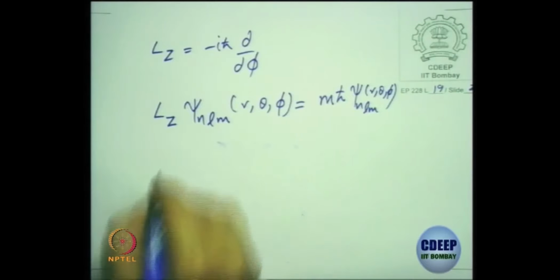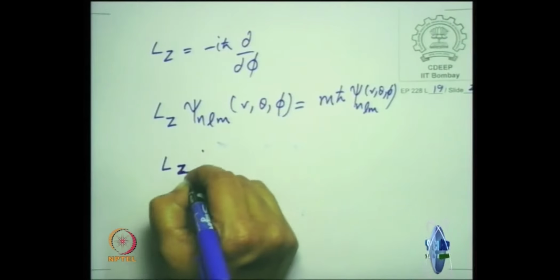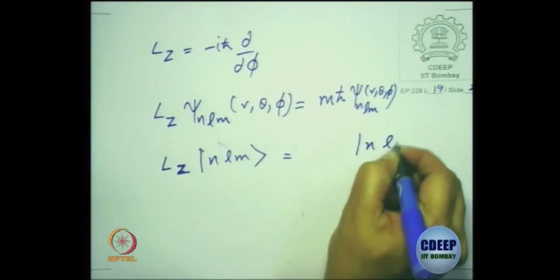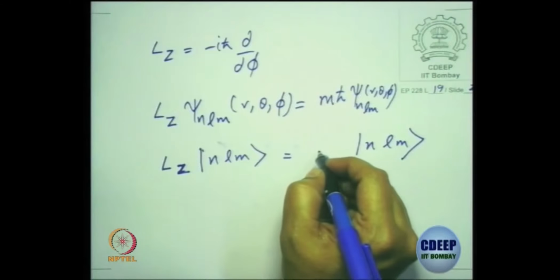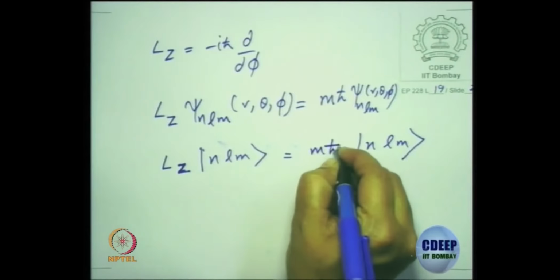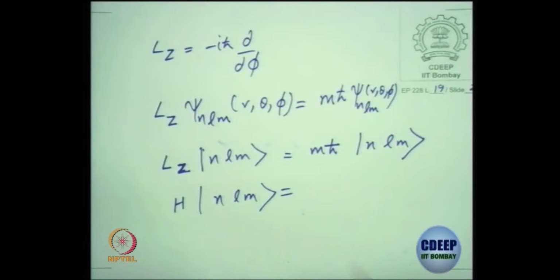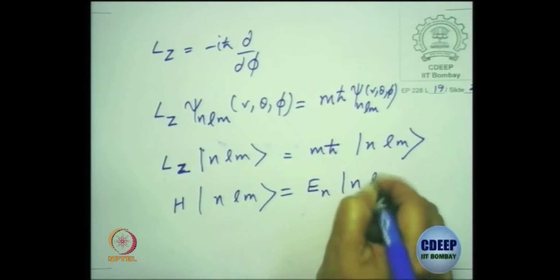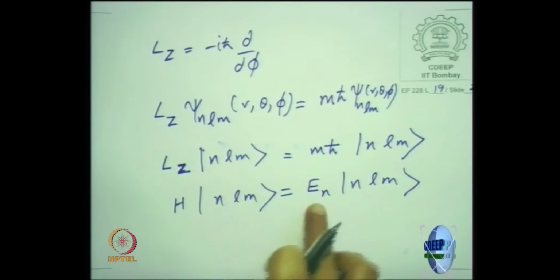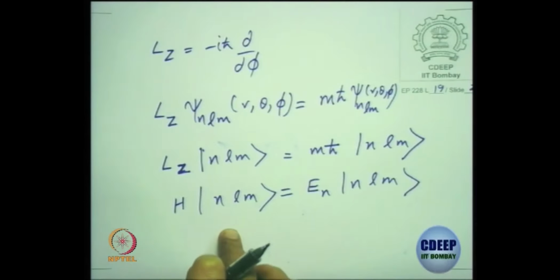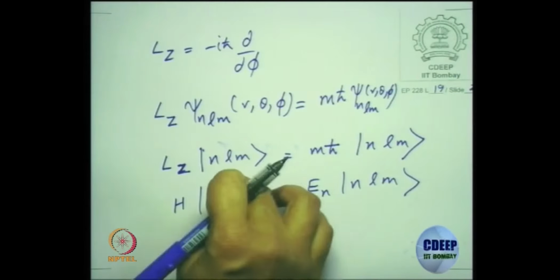So now in the Dirac notation, can I write this? Is it an eigenstate with eigenvalue m h cross? So what have we seen? Hamiltonian on NLM will give you En NLM. So the energy eigenvalue is independent of the other 2 quantum numbers, and we also see the same state is an eigenstate of LZ.